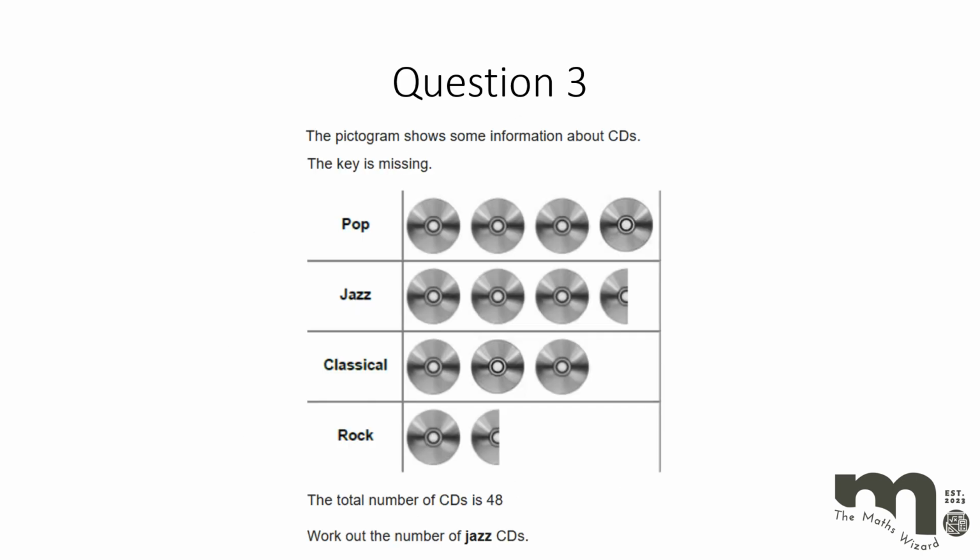Okay, next question then. So this one is actually taken from a past AQA paper. So we've got some information about some CDs. Ask your mum and dad, they'll know what those are. The key's missing though. We're told that the total number of CDs sold is 48. So I want you to work out the number of jazz CDs.